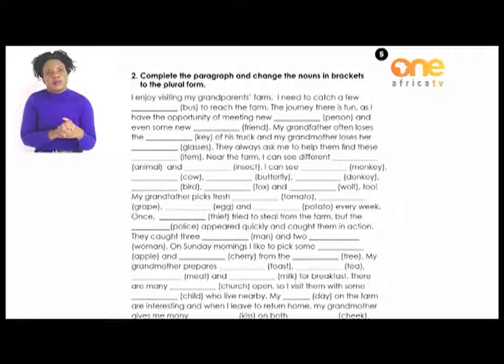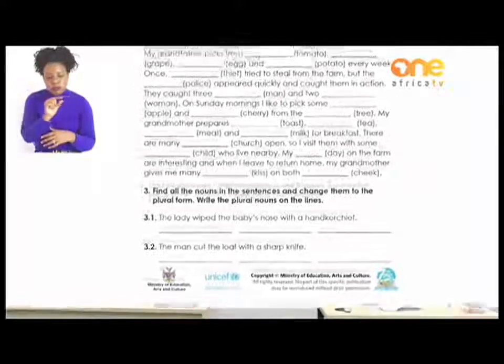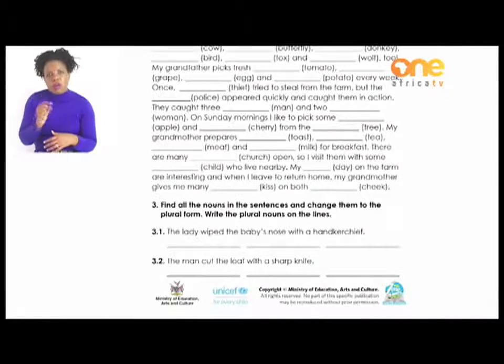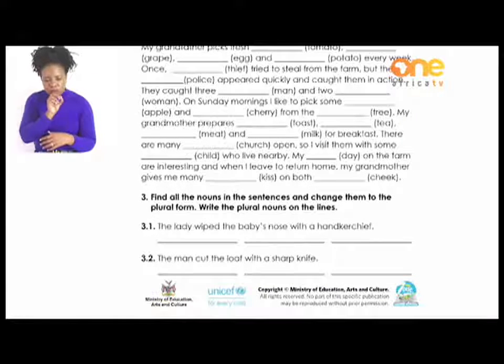Activity 3, find all the nouns in the sentences and change them to the plural form. Write the plural nouns on the lines. 3.1, the lady wiped the baby's nose with a handkerchief.